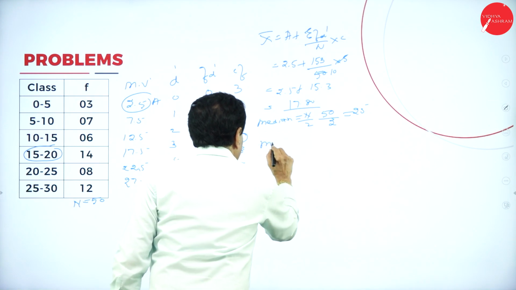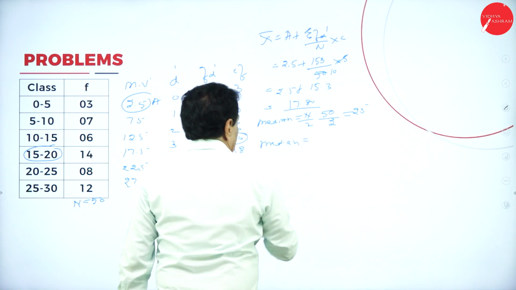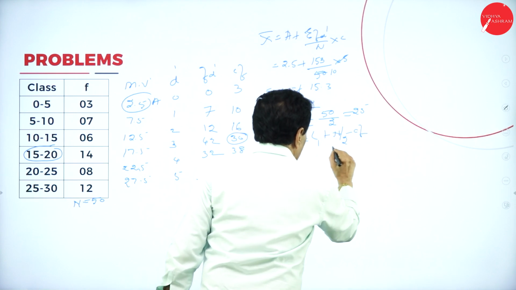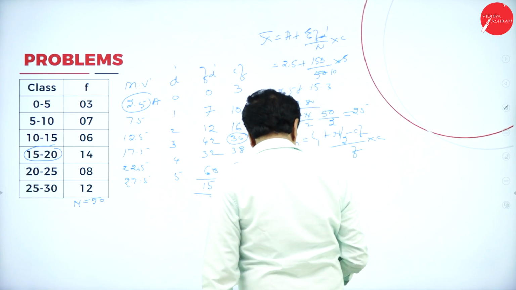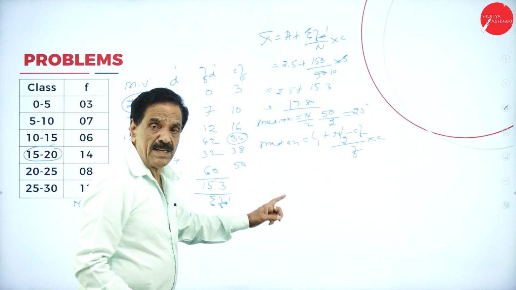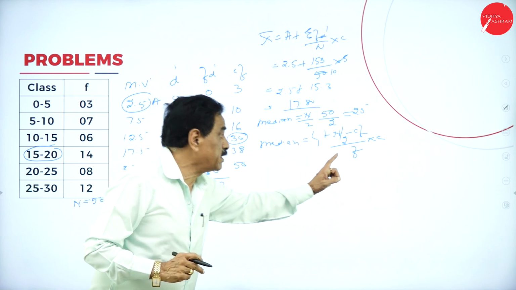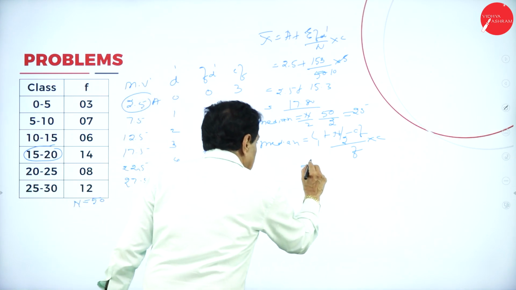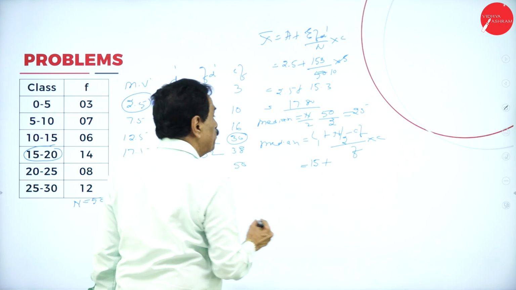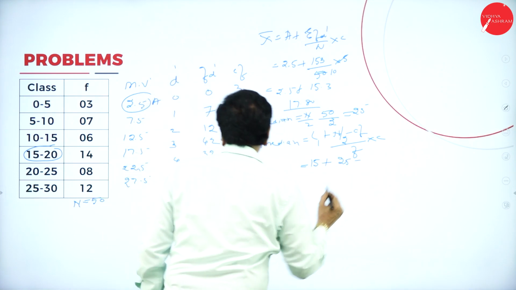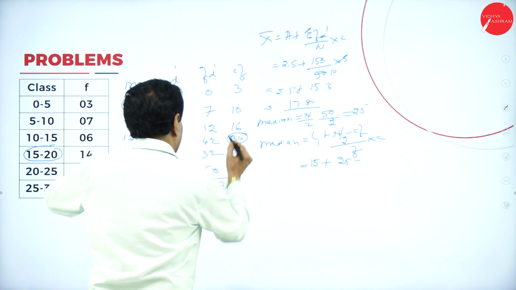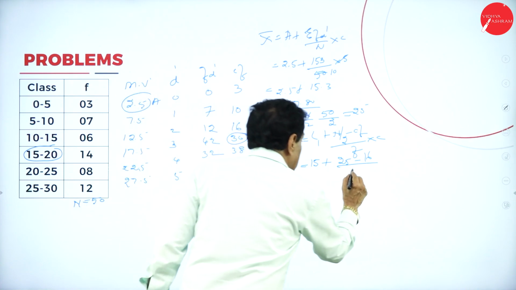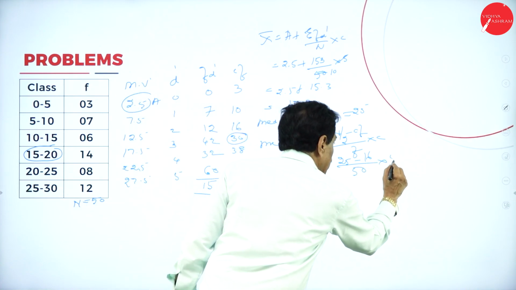Apply. Median is equal to L1 plus n by 2 minus CF over F into C. What is your L1? 15. Plus, what is your n by 2? 25. Minus the cumulative frequency behind the class you selected here, which is 30. Behind figure is 16. Divided by the frequency, which is 50. Your class interval is 5.